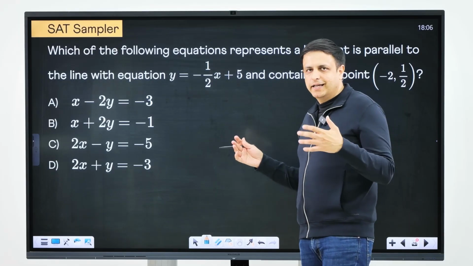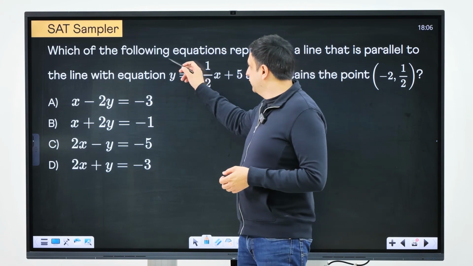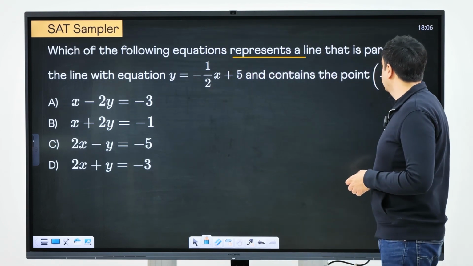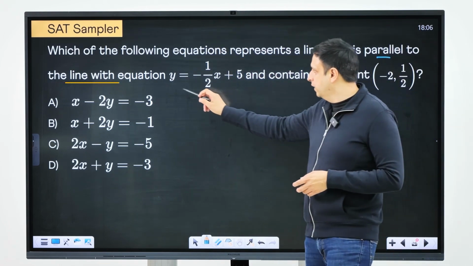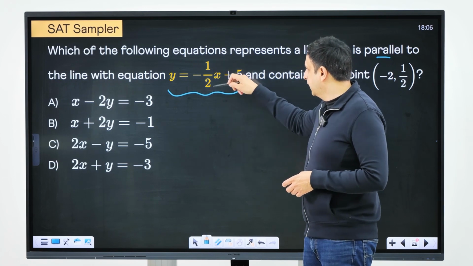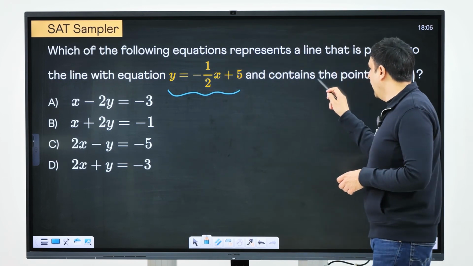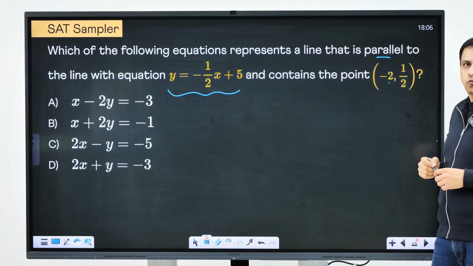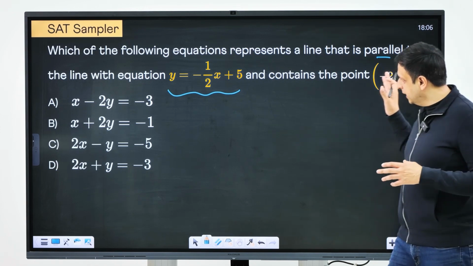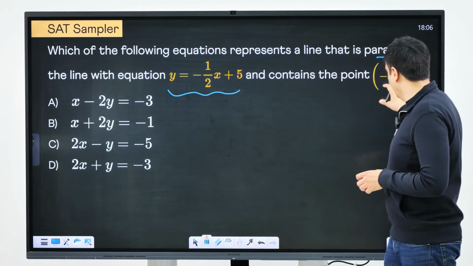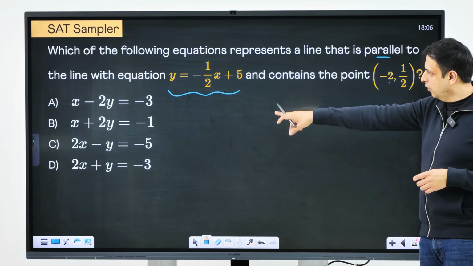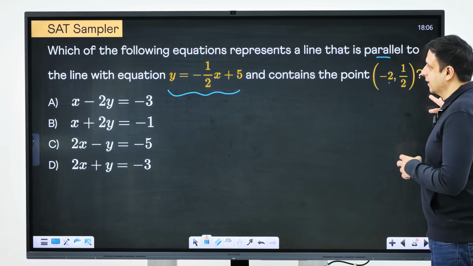Now here is an SAT sampler on parallel lines. Which of the following equations represents a line that is parallel to the line with equation y equals negative 1 over 2 x plus 5 and contains the point (-2, 1/2)? So there is some line that is parallel to this line and also contains this point. Which of these four is that line?